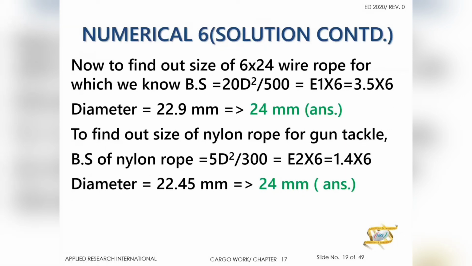And it asks, what will be the size of the wire rope? Or nylon rope for the gun tackle. Breaking stress we know for nylon rope is 5d square by 300. We have written it, and if we do it again and again, we will memorize it. 5d square by 300 is equal to effort 2. So that is the next. The gun tackle's effort is different, the rope is different. Into 6, that is 1.4 into 6, factor of safety. Again I find that diameter D is equal to 22.45 millimeter. Then again you can say it is 24 millimeter answer.